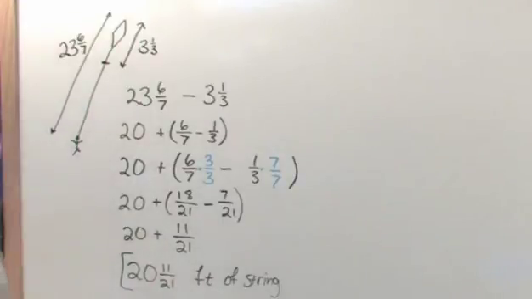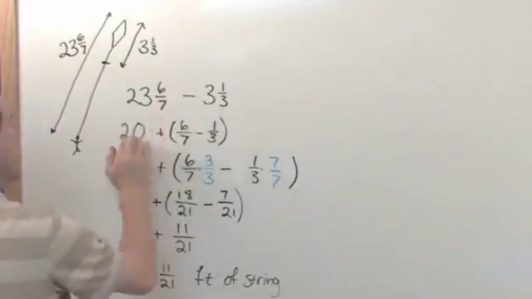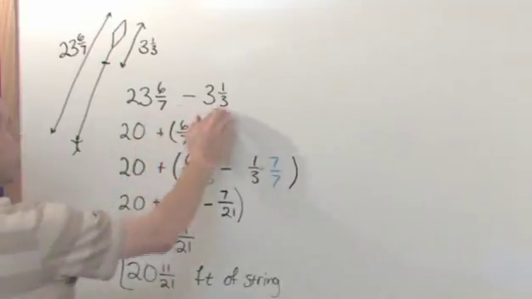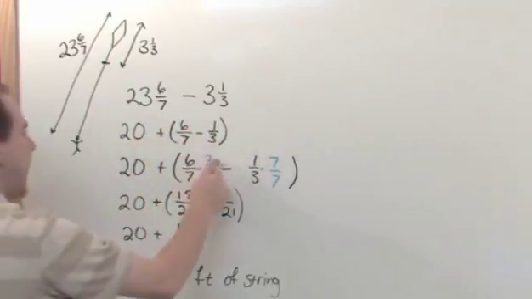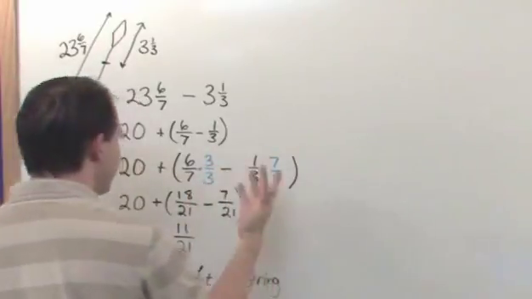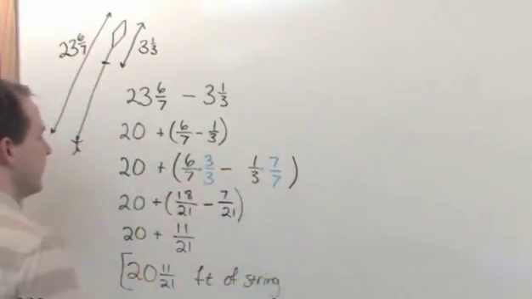Okay? The thing to remember is you subtract your whole numbers, you keep that, and then you subtract your fractions. The only trick here was that because these numbers were different, I had to multiply these fractions by something in order to get the bottom number the same.